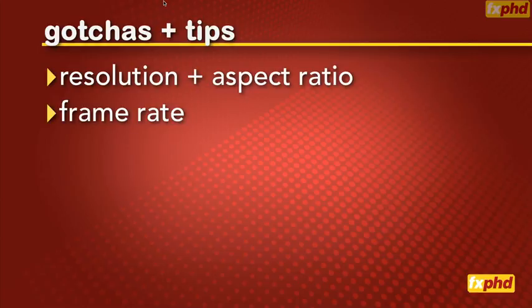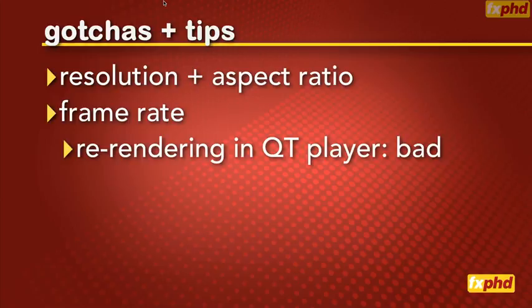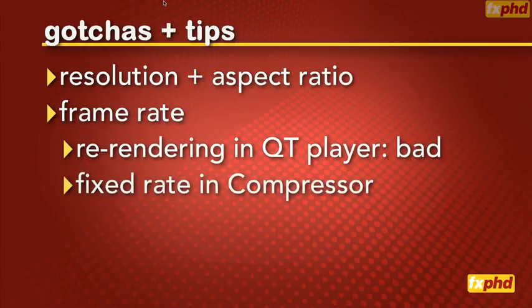Sometimes in movies you have a hidden variable frame rate in QuickTime movies. This can especially happen with animation codec. So if you do run into that, you don't want to re-render that in the QuickTime player. That would be bad. You can set a frame rate, but it really basically ignores it. What you need to do is set a fixed rate in Compressor.